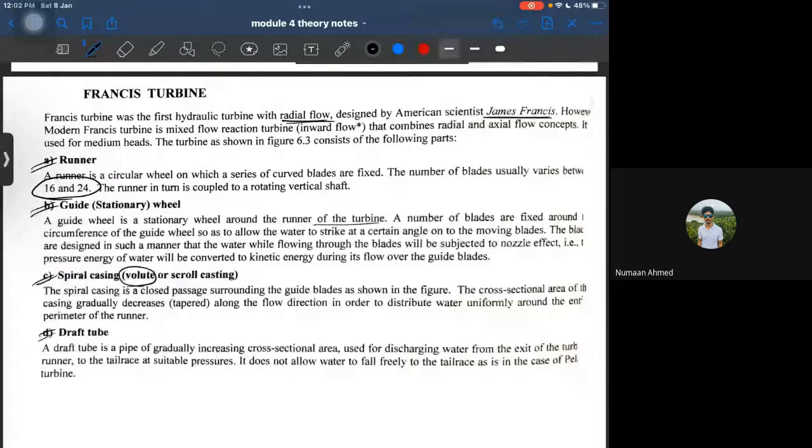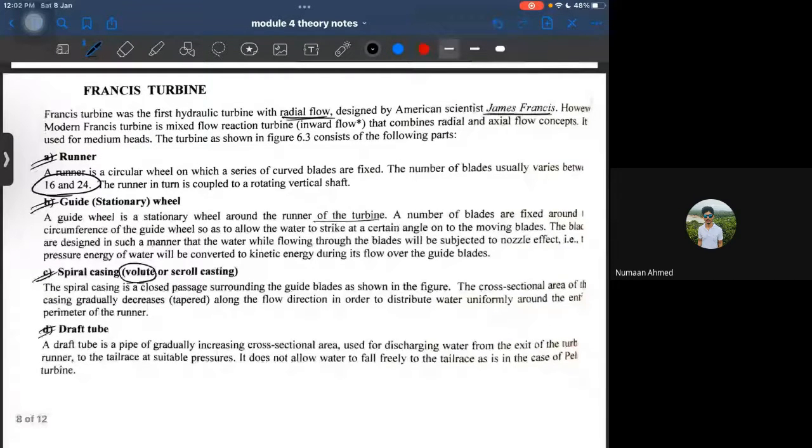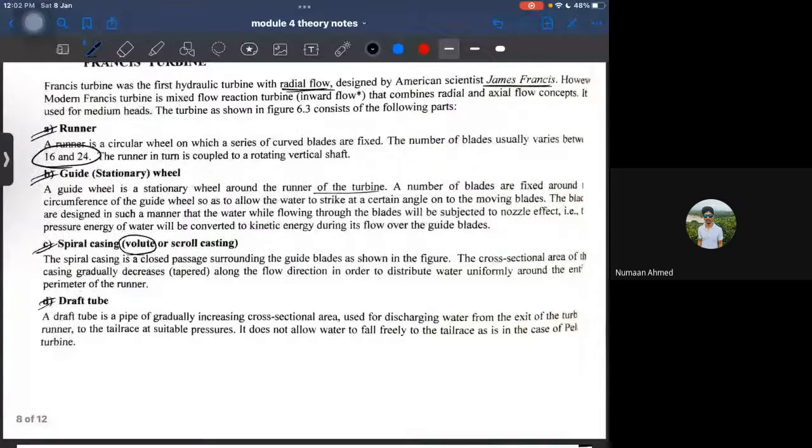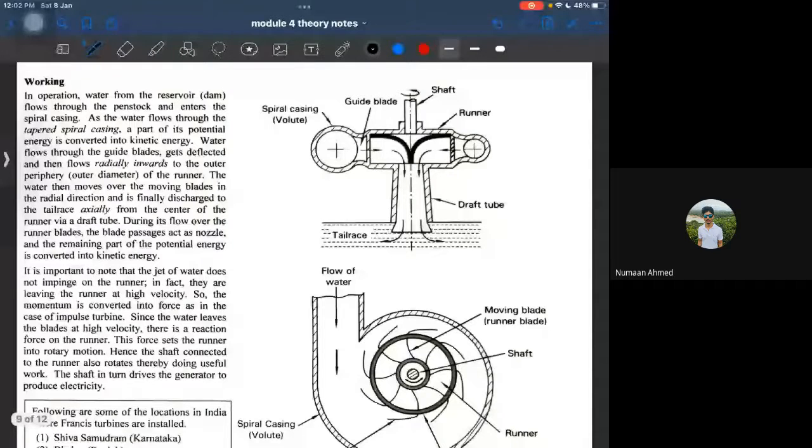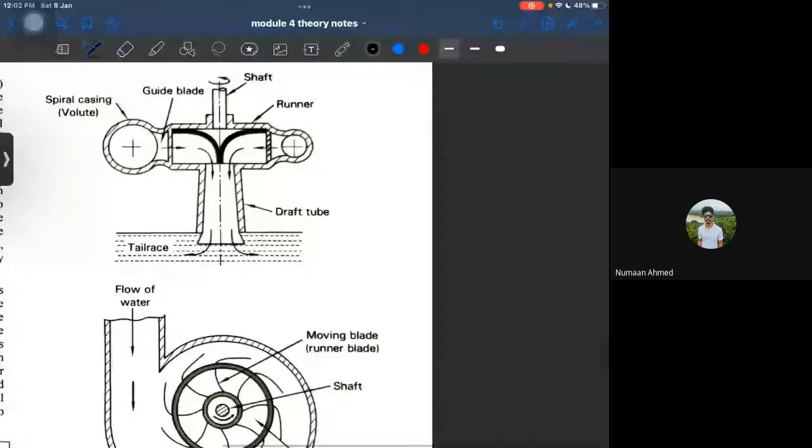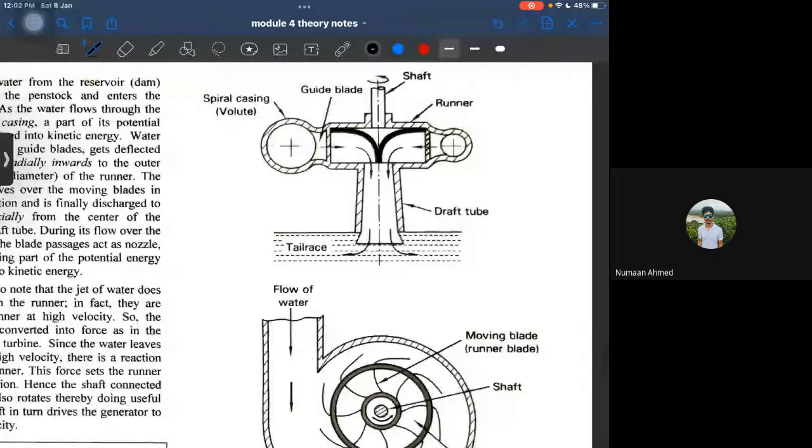So what is the function of the draft tube? I will explain while going into the turbine. This is the cross section of the turbine, you can see. The water comes in and goes like this, and comes like this. This is the way through which the water gets into the turbine, rotates radially, comes to the center of the runner, and then leaves with the help of a draft tube.